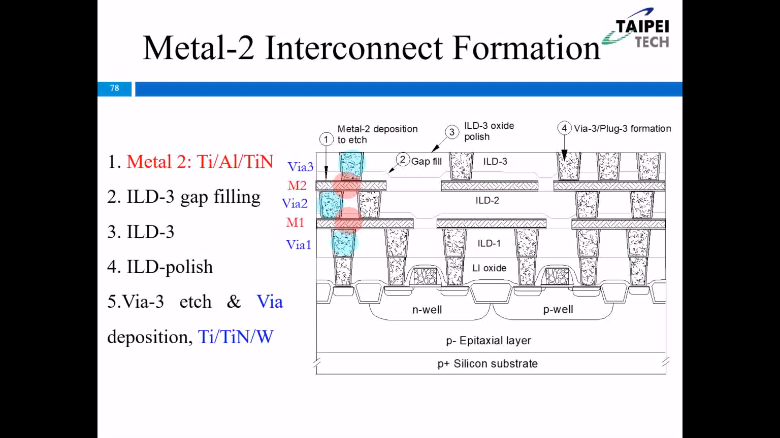The same process flow. The first layer, Ti, is the adhesion layer, aluminium is the main metal material, and the TiN is the ARC material. So they are the same. The metal 2 has the same material system as the metal 1, the same process.